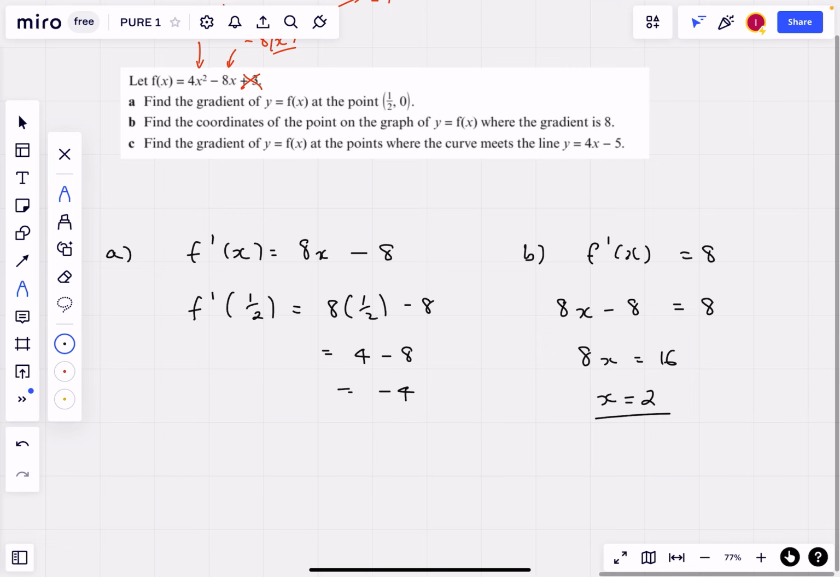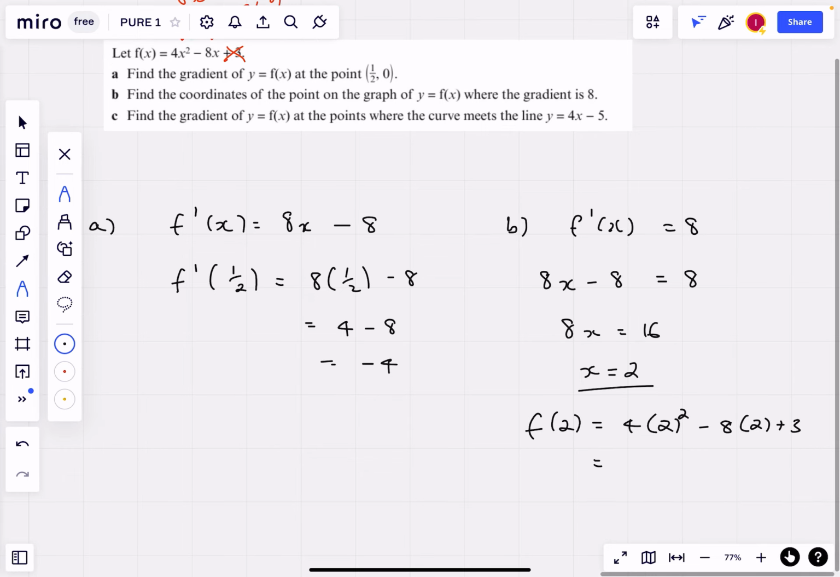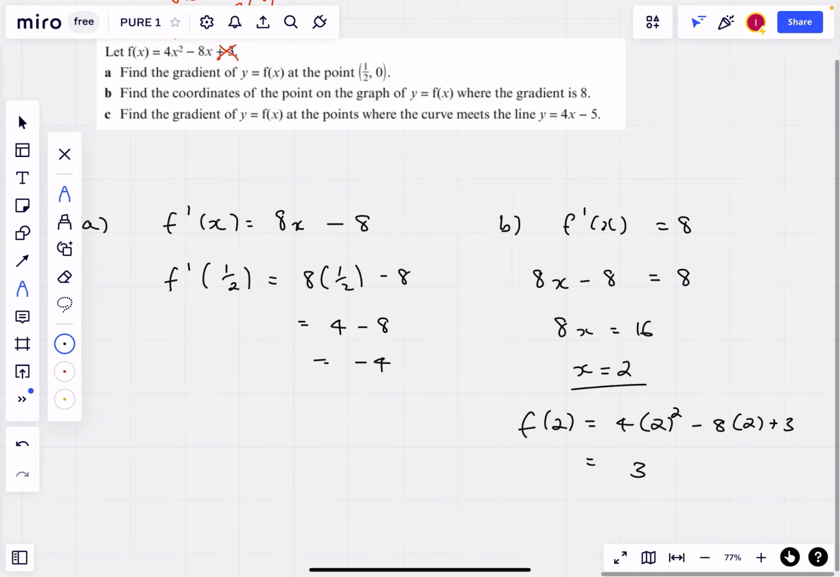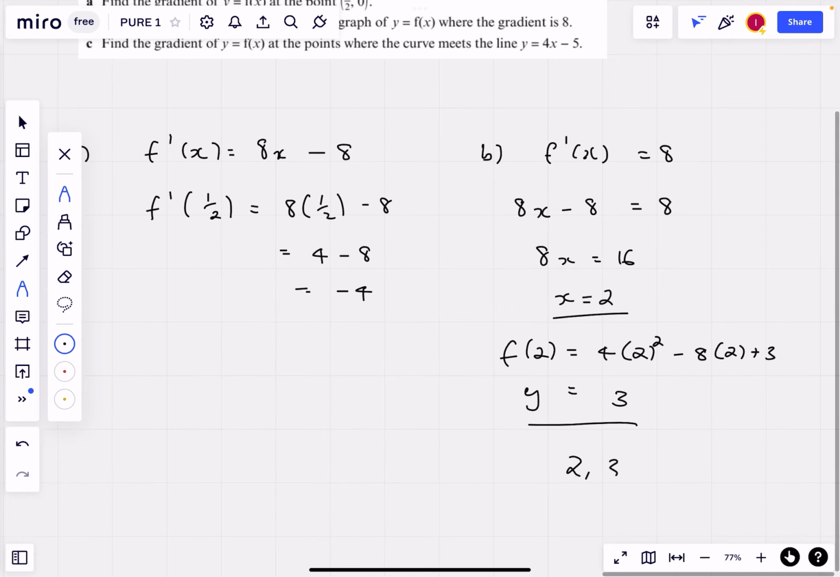You're going to plug that into your original equation. 4 times 2 squared minus 8 times 2 plus 3, to work out the y coordinate, which is going to be 3. y equals 3. So your coordinate is (2, 3). That is where the gradient of the line or curve, or whatever the function is, is 8.